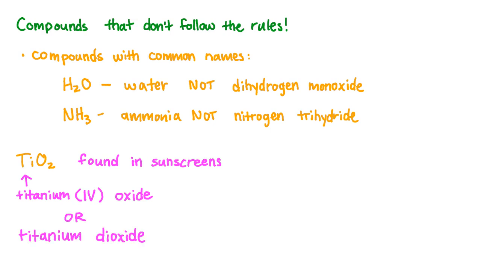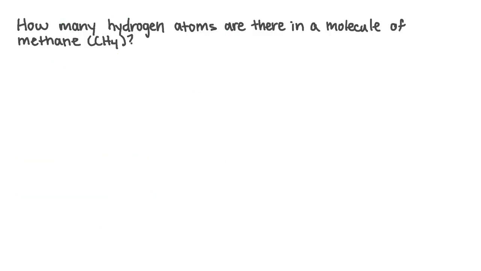And while some people do call this compound titanium 4 oxide, if you look on the back of your sunscreen bottle, you'll find that this compound has the name titanium dioxide instead. But despite this, many of the compounds that we'll come across in chemistry will follow the rules that we've learned in this video. So now that we know all these rules, let's look at a couple example problems.